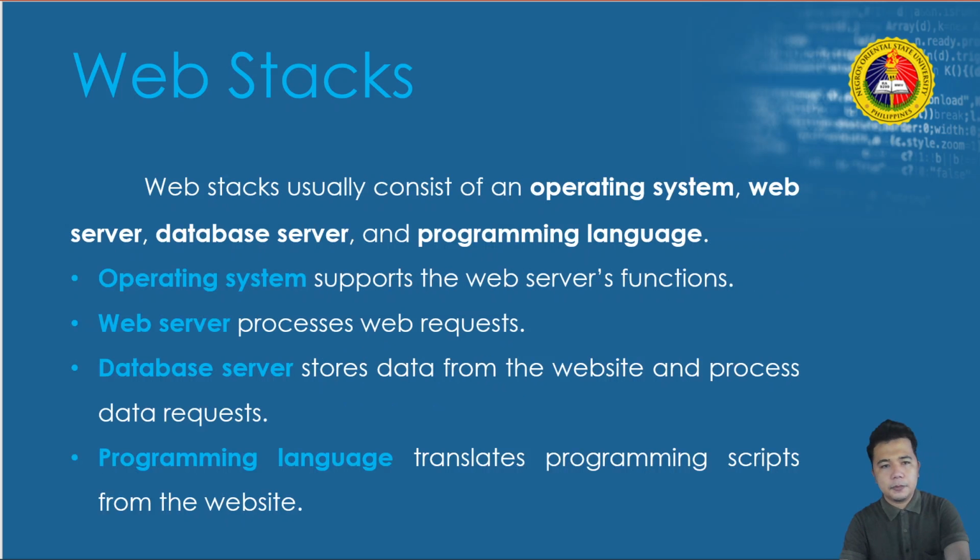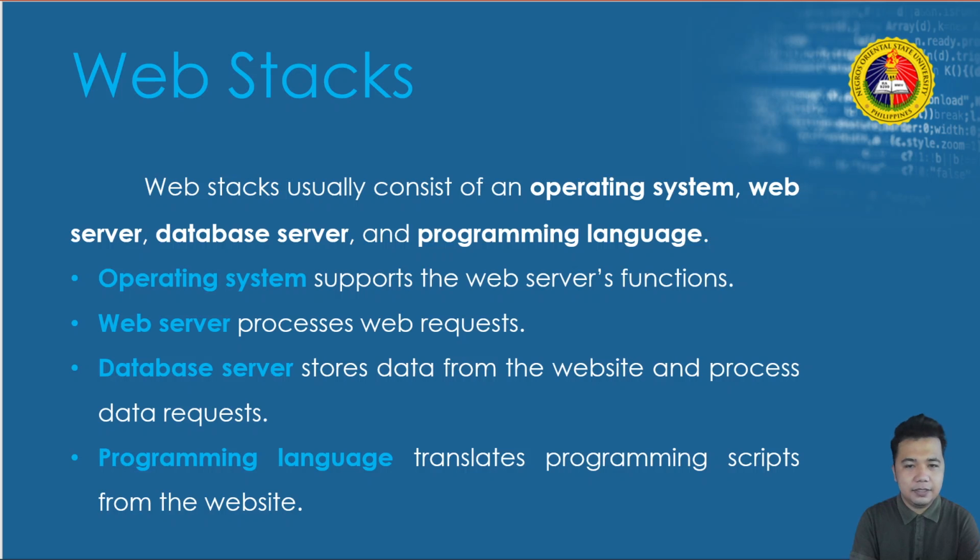Now, a web stack usually consists of an operating system, web server, database server, and programming language. The operating system supports the web server function. Of course, any computer will not work without an operating system. So that's the first thing that a computer needs to have to become a web server: the operating system.